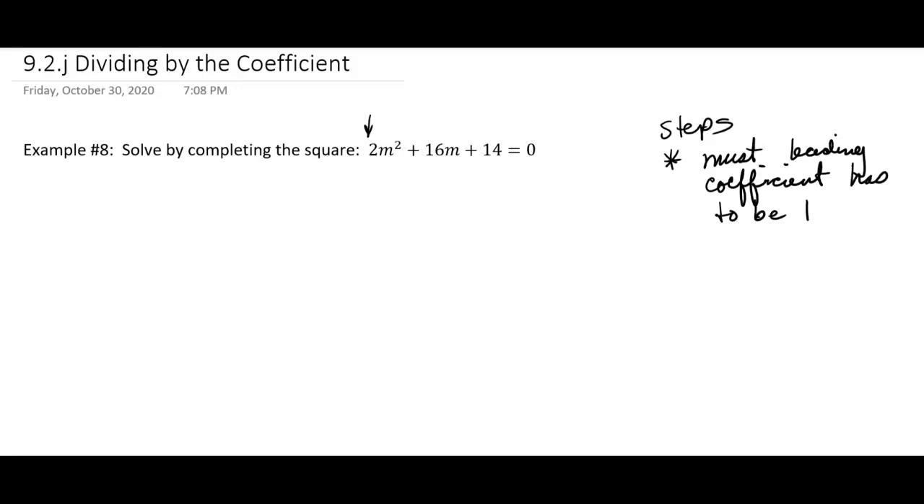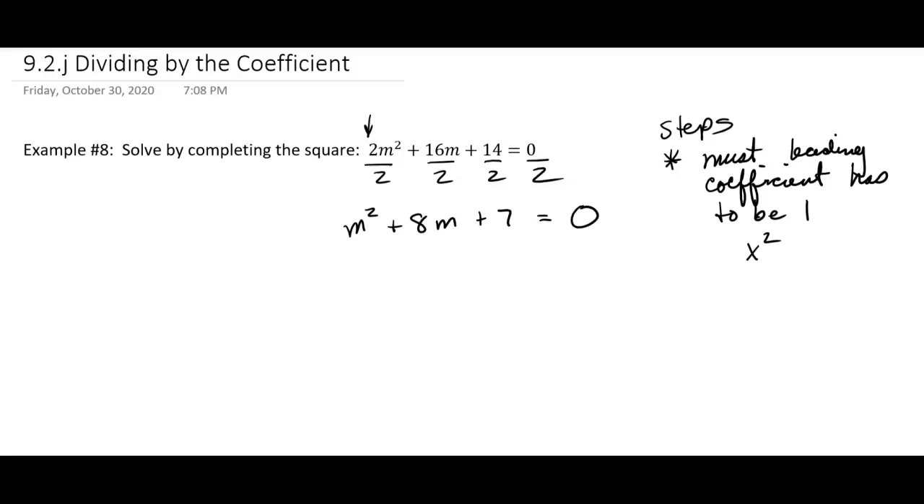And what we mean by that is it's got to be 1x squared or m squared or y squared, whatever the variable is, okay? Well, it's not. It's 2m squared. So what we're going to do is we're just going to divide everything by 2. And that will take care of the problem. We're allowed. You can divide both sides by any number you want as long as it's not 0. So then we have m squared plus 8m plus 7 equals 0.